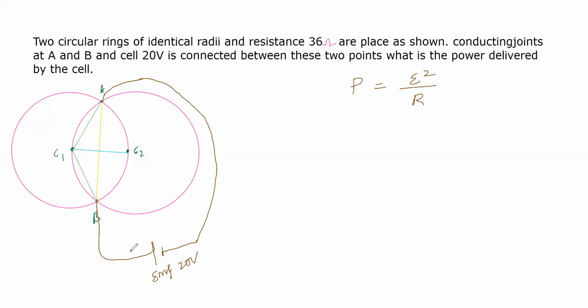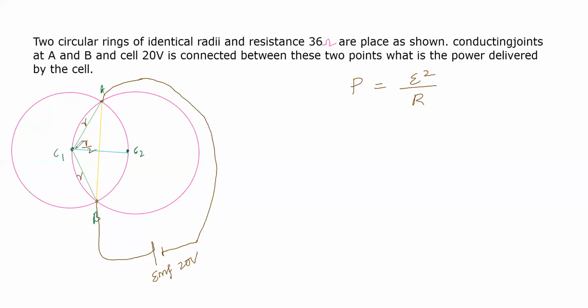These two rings are joined in such a way that the first ring passes through the center of the second ring, and the second ring passes through the center of the first ring. That means the length C1 to C2 is the radius, and this is the common chord. This common chord will bisect the radius, and this one is also a radius. That means this radius by 2 we are taking.